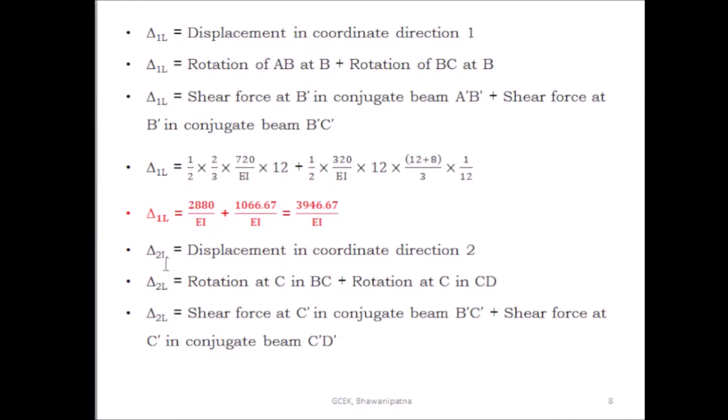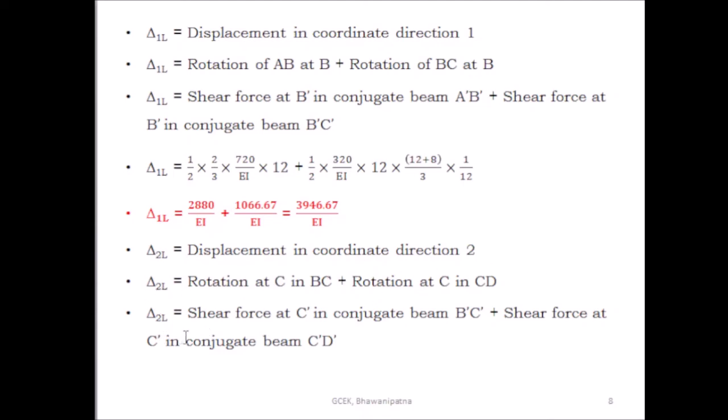Similarly, find out what is the displacement in coordinate direction 2 due to the given loading. So, delta 2L is equal to rotation at C in BC plus rotation at C in CD. In the real beam, you have to find out what is the rotation at C in BC and what is the rotation at C in CD. So, this is equal to delta 2L.